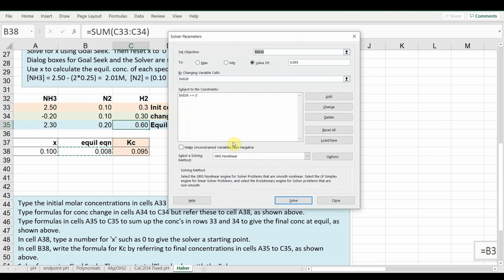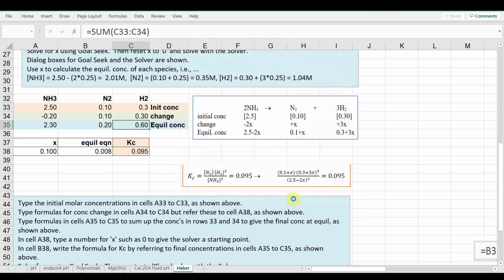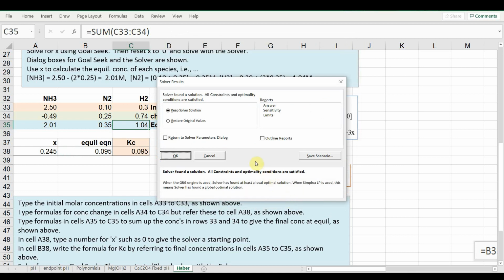We're going to choose the GRG nonlinear because there are cubes and squares in this expression. It's certainly not linear. We don't need to make further constraints. We've already made the specific constraint here. Let's try solving it. The solver says it found a solution.